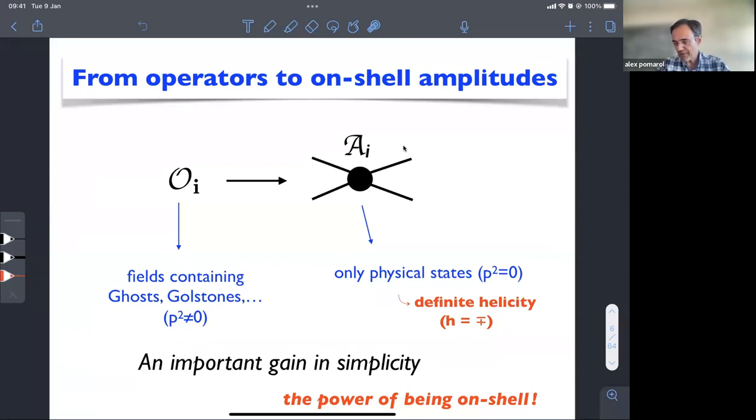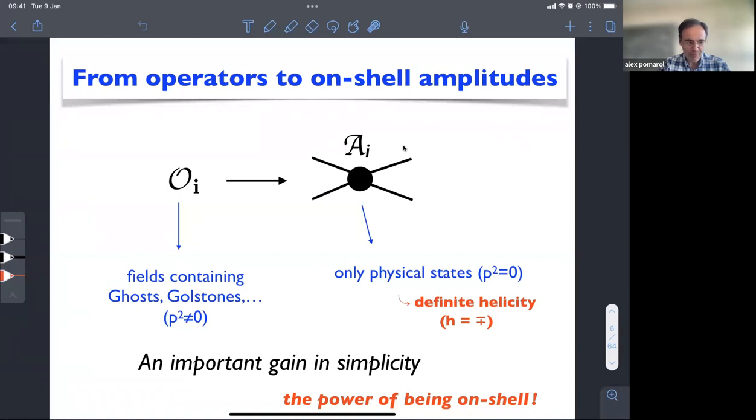In fact, the couplings in the standard model are defined for massless states, so there's no problem here. After that, the Higgs gets a VEV, and now you can start talking about massive states. But at the level where the Higgs does not get a VEV, you define the interactions with massless states. The key point is that they have definite helicities, plus minus. So there's an important gain in simplicity, dealing with physical states.